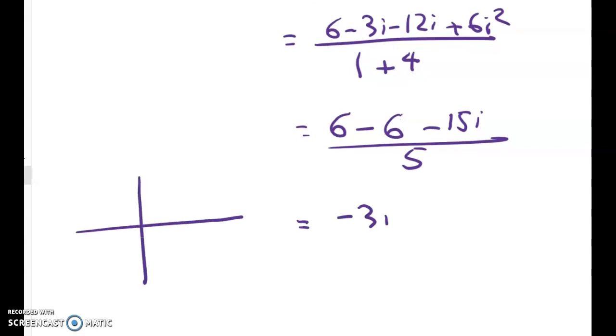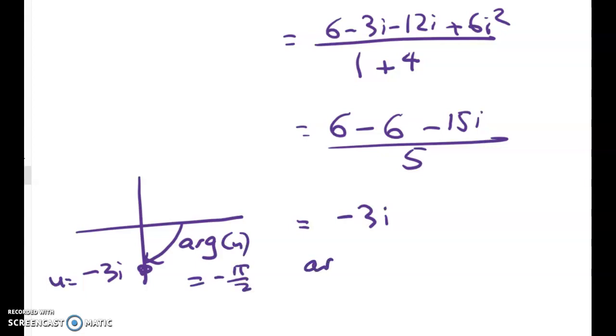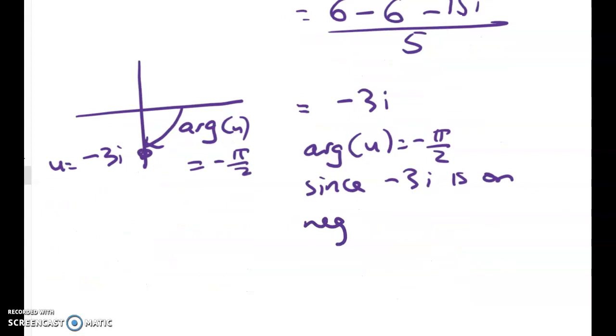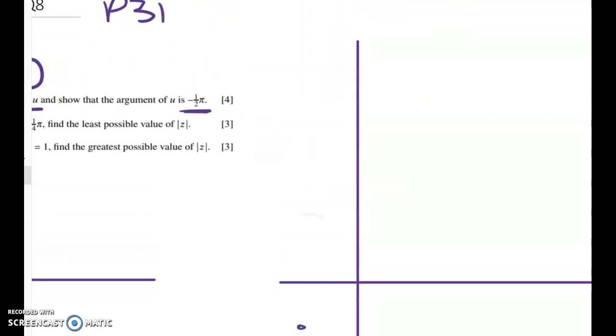Now let's draw a bad diagram here and show negative 3i, and show that arg of u is equal to negative pi on 2. That's probably enough, but maybe better to say that it's, since negative 3i is on the negative part, or the negative imaginary axis. So then the next couple of bits of the question obviously use that. So if you've stuffed that up, you're going to be in trouble.